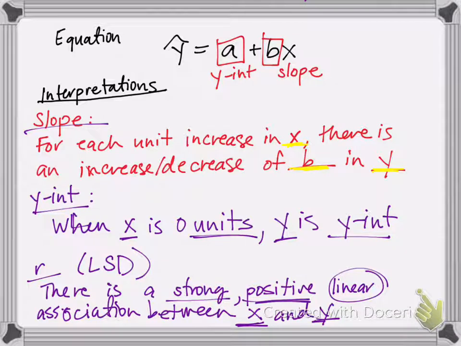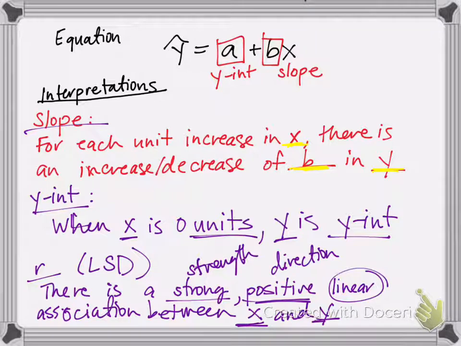Linear always stays the same. So this is my strength, and this is my direction. So it could be strong, it could be what? Moderate or weak. It can never be negative. Well, it could be negative. That's with the direction. So it can be positive or negative.